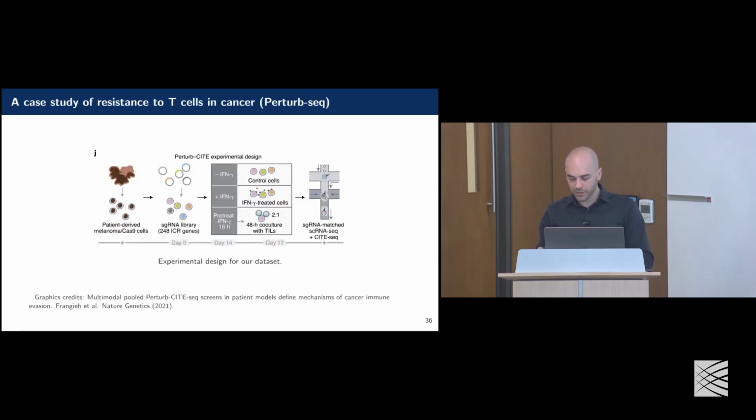Okay, and then we applied this to Perturb-seq data. So we applied it to this data set. We have melanoma cells expressing Cas9. Cas9 is a CRISPR-Cas enzyme that can cut the DNA, introducing a double-strand break. We also have a library containing 248 or 249 genes, I forgot exactly the number. These genes are immunocancer resistance genes, and we have different environments.